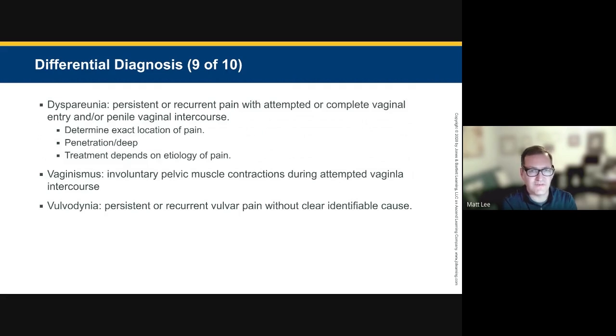So why would you have deep pain? Typically, this is pelvic dysfunction. So it's either pelvic muscles, the uterus itself, endometriosis, the uterus moving, the cervix moving. That's probably the most common in a reproductive age group. It could be adenomyosis of the uterus, a painful uterus itself.